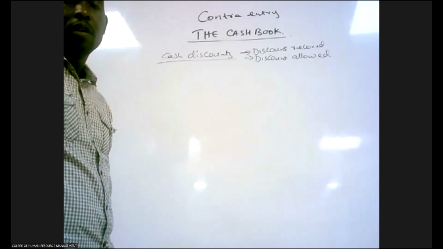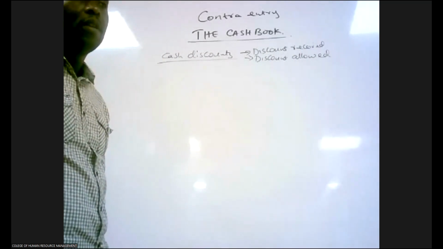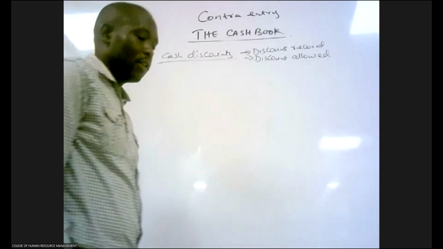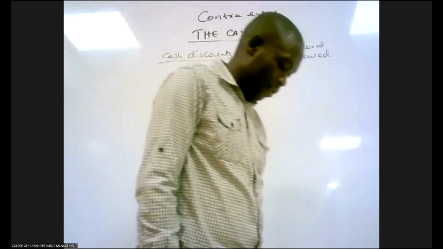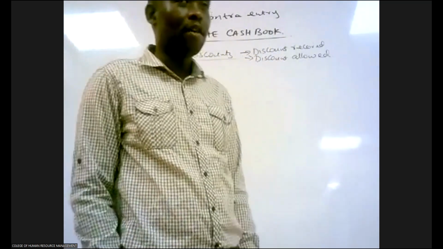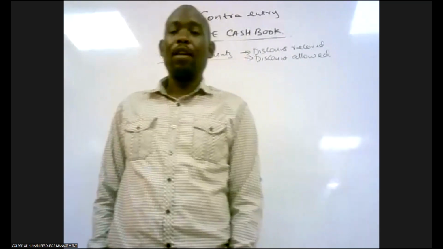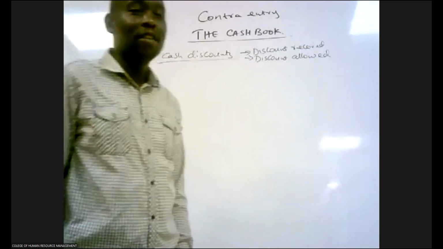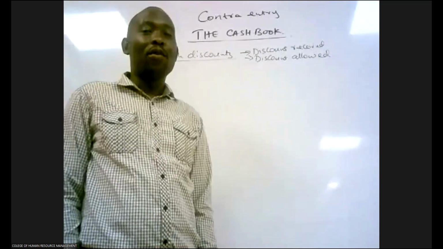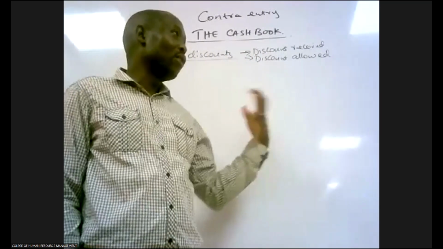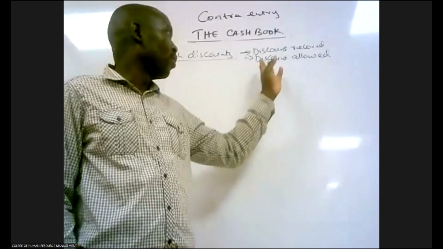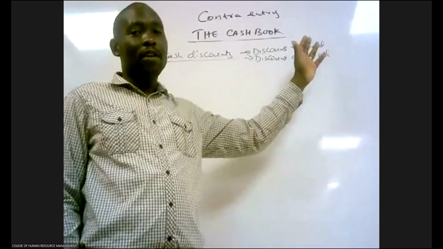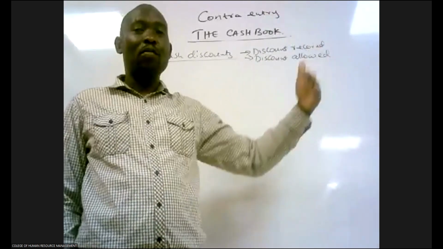Discount received on the debit side, and discount allowed on the payment side? No, it is the opposite. I know people normally confuse the two. Because it is received, they tend to think that it is going to be a receipt.